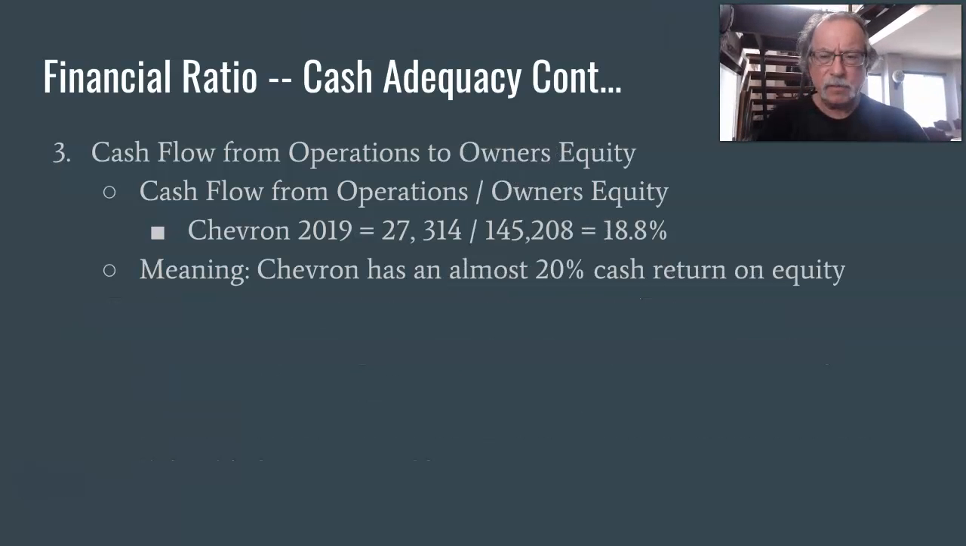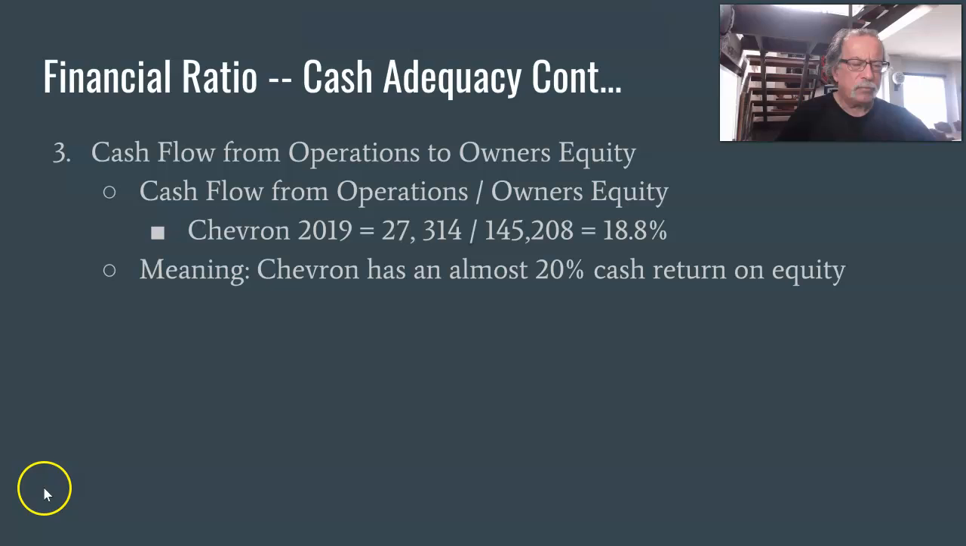And finally, cash flow from operations to owner's equity. And so this is basically saying how much of a return did the owners get on a cash basis. So the equity is the ownership of the company. The cash flow from operations is the true cash generated by the company. 18.8% or almost 20% is a very good number for any company.